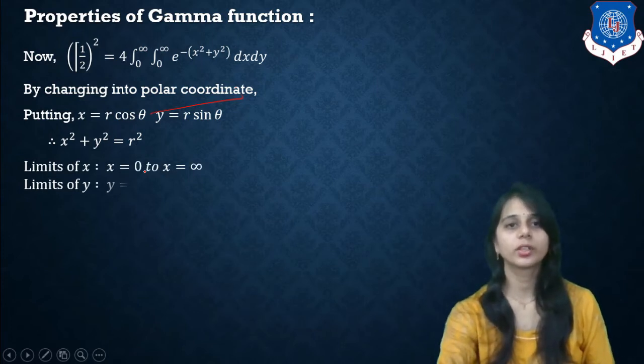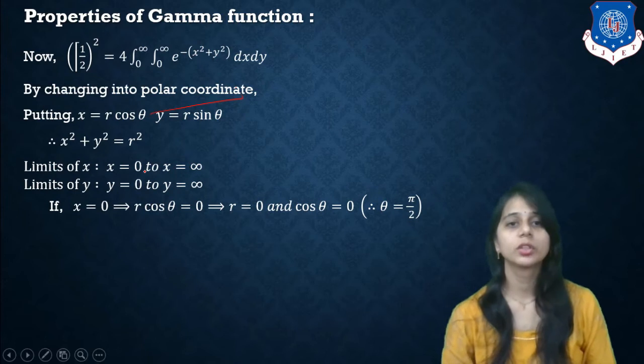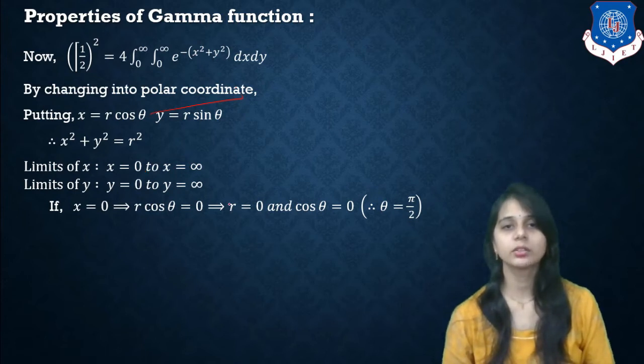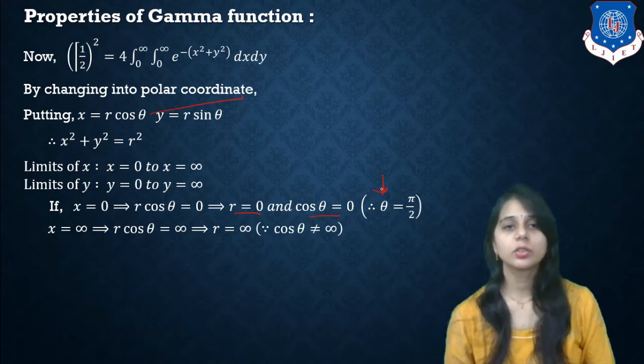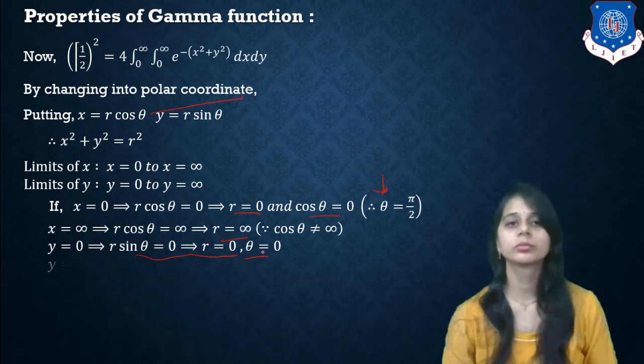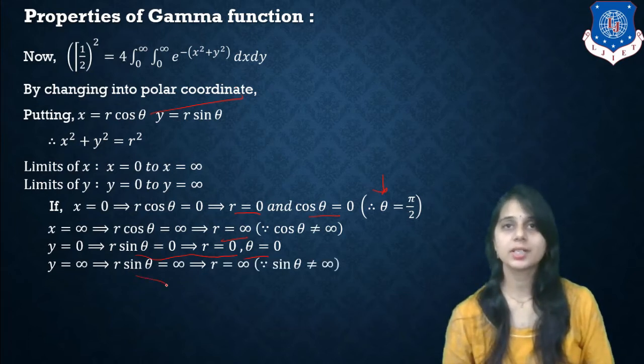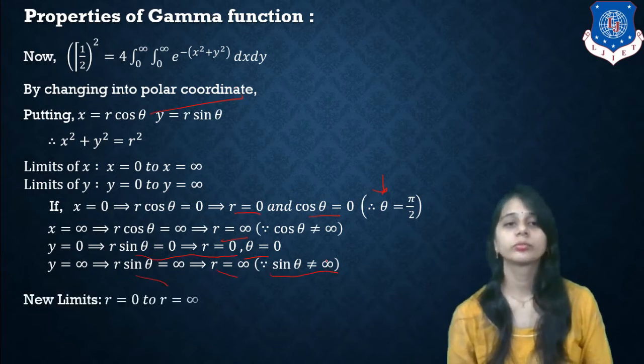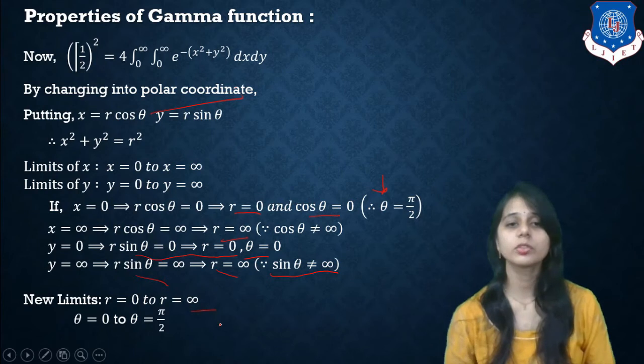Limit x equal to 0 to infinity, so y equal to 0 to infinity. x equal to r cos theta, so r cos theta equal to 0, so theta is pi by 2. x equal to infinity, r cos theta, so r equal to infinity. y equal to 0, so r sin theta equal to 0, so r equal to 0, theta equal to 0. y equal to infinity, r sin theta, r equal to infinity, sin theta is not equal to infinity. So the limits are r equal to 0 to infinity and theta equal to 0 to pi by 2.